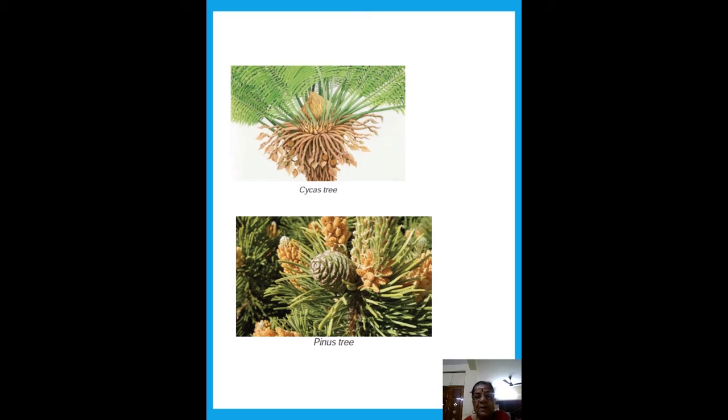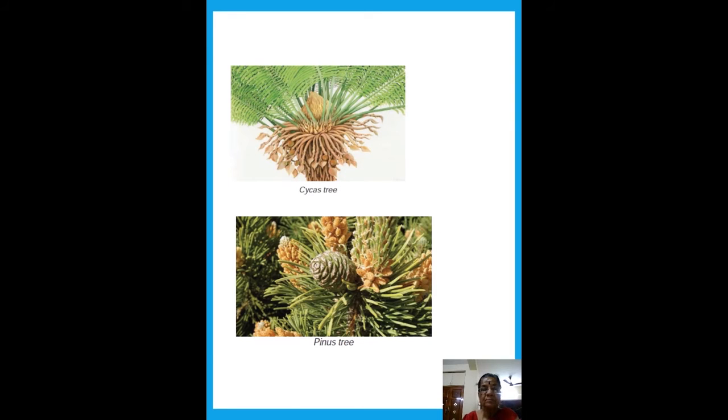Just to understand pinus tree with the cones. Cones should come. Pinus tree, this is female cone. This is cycas tree. It has a cone. Cycas is characterized by the presence of coralloid root. Coralloid root has nitrogen fixing bacteria. Right? So this is the example for Gymnosperm, cycas and pinus.